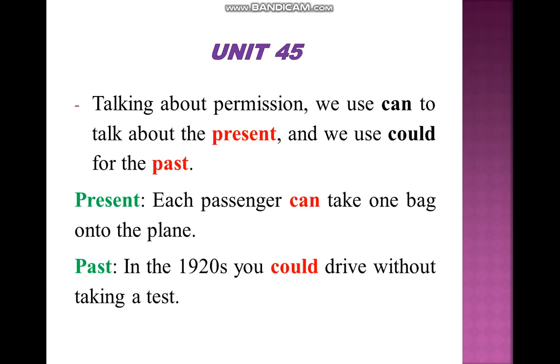Past, in the 1920s, you could drive without taking a test. You see? The event is in the past. In the 1920s, you could drive without taking a test. Not you can drive, you could drive, because this is something that happened in the past. Next.